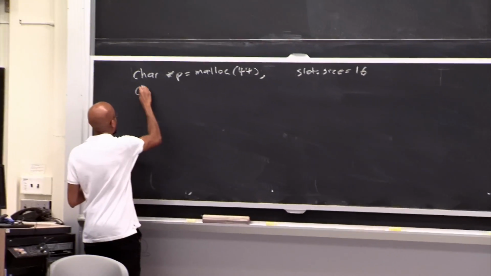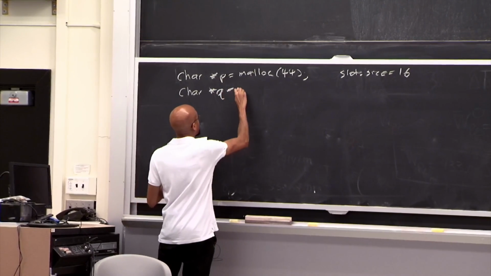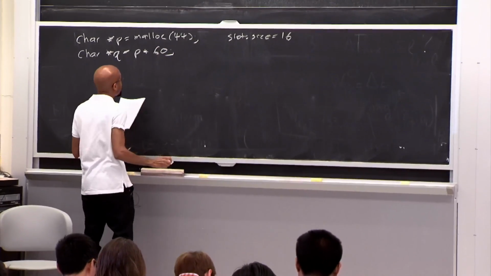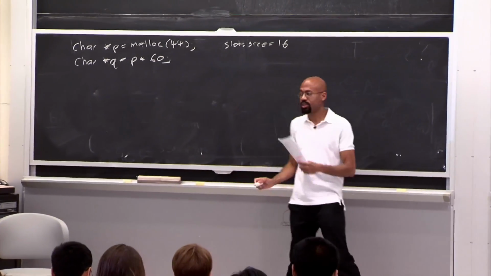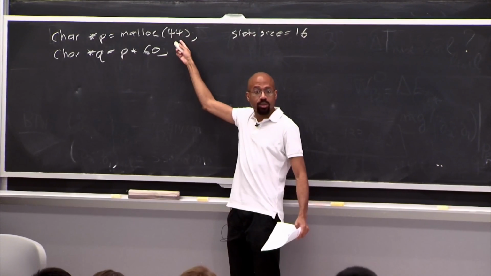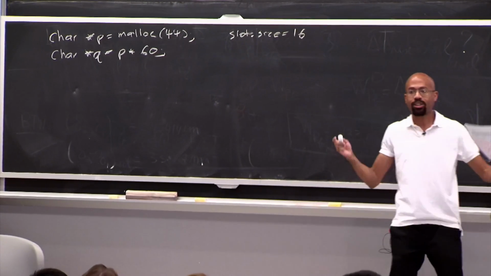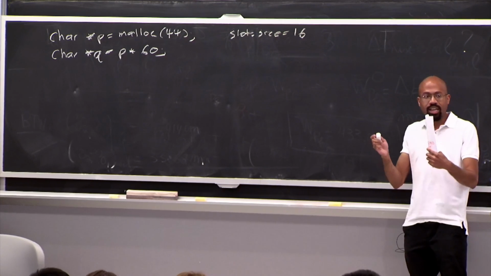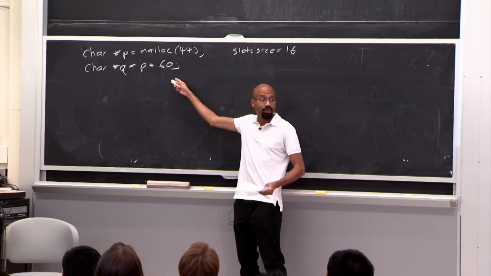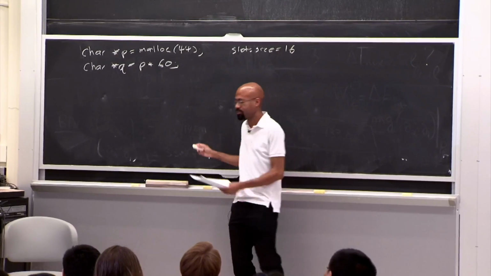Then we're going to define another pointer called Q, and we're going to set it equal to P plus 60. What happens when we do this? Note that strictly speaking, this access is out of bounds, because P was only allocated 44 bytes of memory. But the way baggy bounds works is that it will allow accesses that are out of bounds if they stay within the baggy bounds. So even though the programmer probably shouldn't have done this, it's actually going to be okay. We're not going to raise any flags.